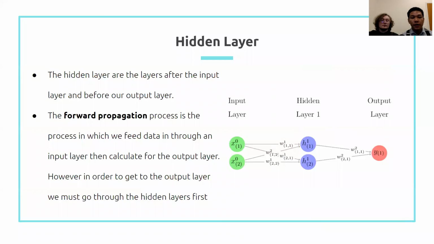The hidden layers are the layers after the input layer and before our output layer. The forward propagation process is that we want to go from the input layer to the output layer, but first we have to go through the hidden layers. So in this example, we have to go through hidden layer 1, and we're going to use the input layer to calculate hidden layer 1, and then use hidden layer 1 to calculate the output layer.